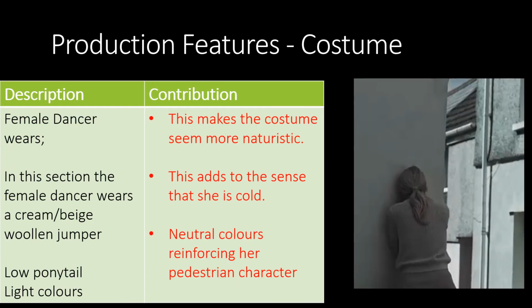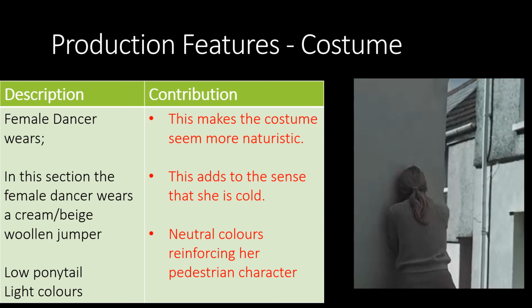Okay, costume. So the female dancer is the only one we see. I've tried to zoom in as much as I can on her costume there. In this section, the female dancer wears a cream/beige woolen jumper, so we can see that in the picture there. She has a low ponytail, so hair is up but in a low ponytail, and all of what she's wearing is in a light colour, so we can't quite see what's on the bottom there. In the next section, we know what she's wearing because we see it more. So that is a basic description of her costume.